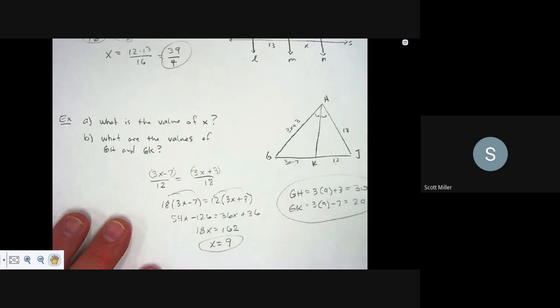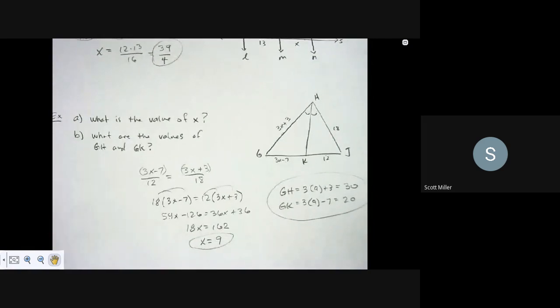So there you go. And so these are all the proportional stuff that you're going to be doing, which is mainly what 7 is about. It's learning how to find and set up proportions from similar triangles. So that concludes this lesson. We'll do more in class.